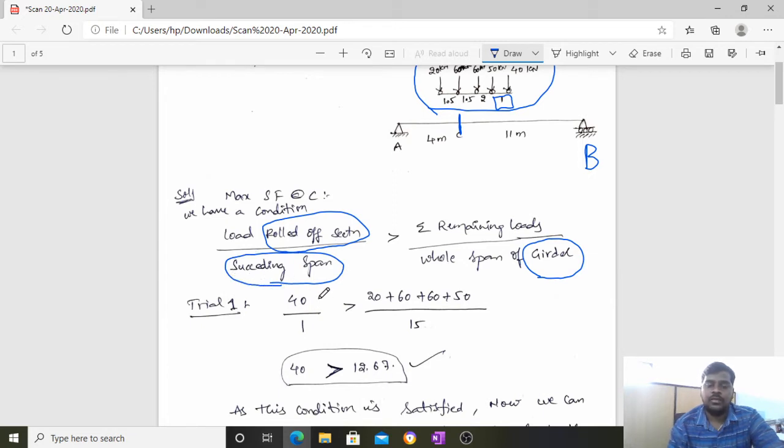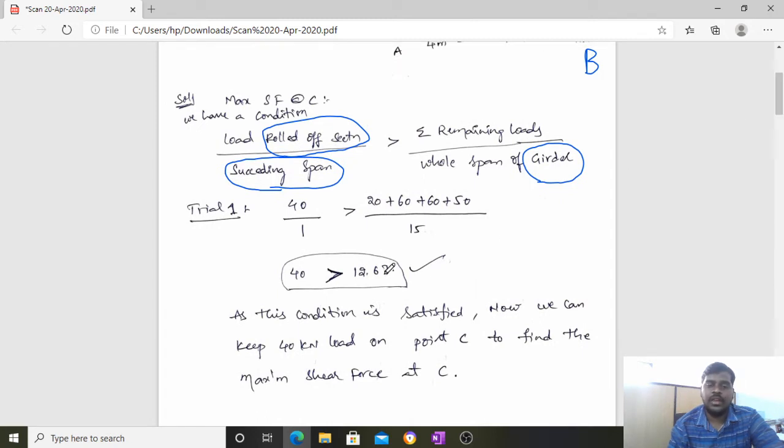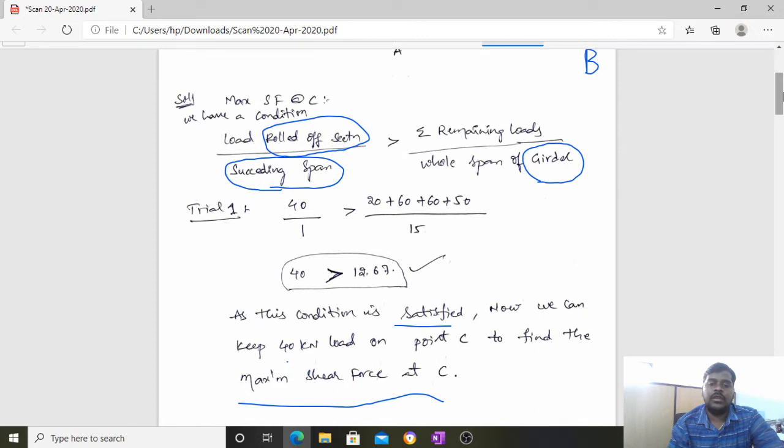So here, 40 by 1 greater than the summation of loads divided by span. So this condition is satisfied as 40 is greater than 12.67. Yes, so this is satisfied. Now we can use the 40 kilonewton load on point C to find the maximum shear force at C. So according to the condition, by keeping that 40 kilonewton load on C, we can find the maximum shear force at C.